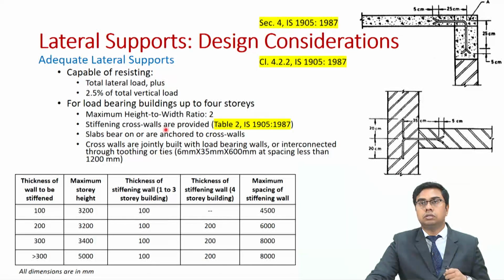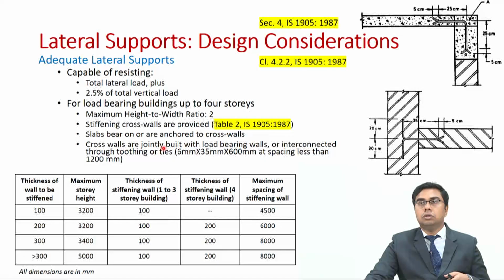The stiffening cross walls are also provided as per table 2 of IS 1905. The slabs bear or are anchored to cross walls. We have seen when we say that the slab is bearing completely on the cross wall: when the bearing width is more than 90 millimeters. When do we say that they are anchored properly? When you use sufficient metal ties, as we have seen in the previous slide and can also see in this very figure. These ties are placed at a spacing of not more than 2 meters.